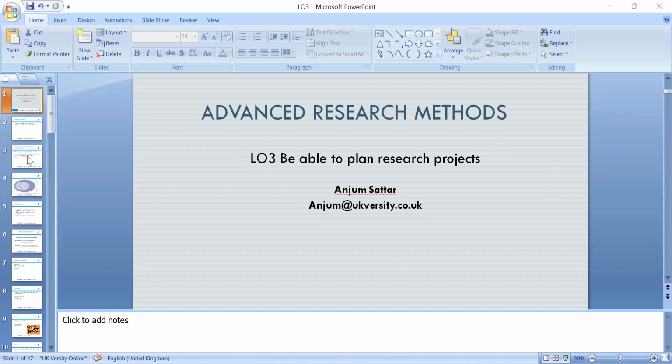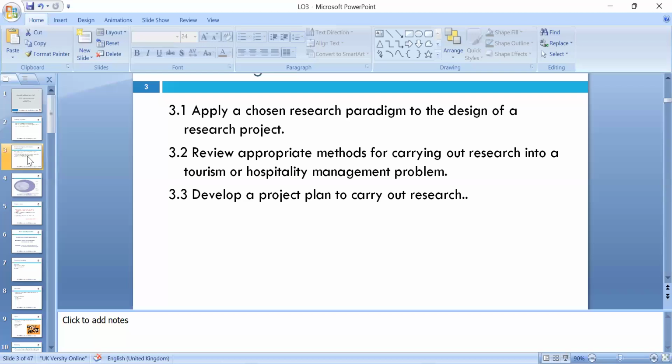So today's lesson, we'll go through our LO3, which is applying a chosen field paradigm to the design of a research project. It will cover the appropriate methods for carrying out research into tourism and hospitality management, and developing the project plan to carry out research. That will be the key.